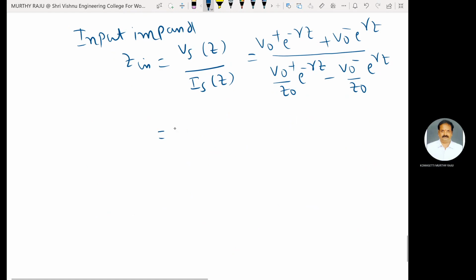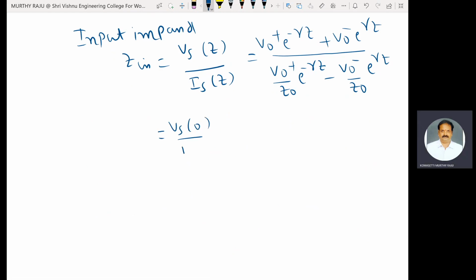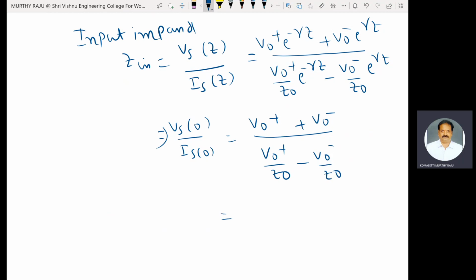Z is equal to 0. That is Vs of 0 by Is of 0. V0 plus V0 minus Z is equal to 0. Simplify this one: V0 plus by Z0 minus V0 minus by Z0. That is equal to Z0 into V0 plus plus V0 minus by V0 plus minus V0 minus.